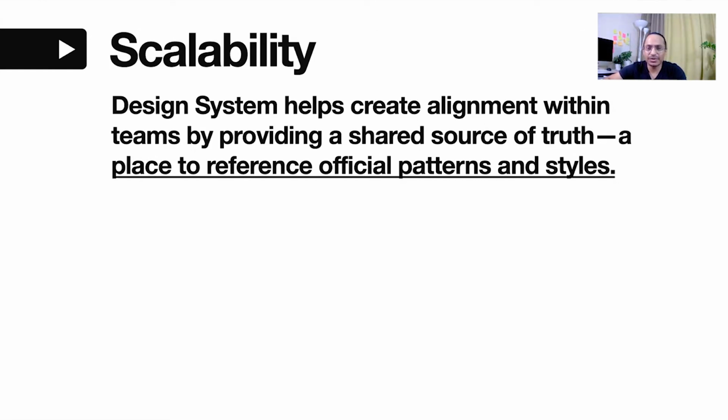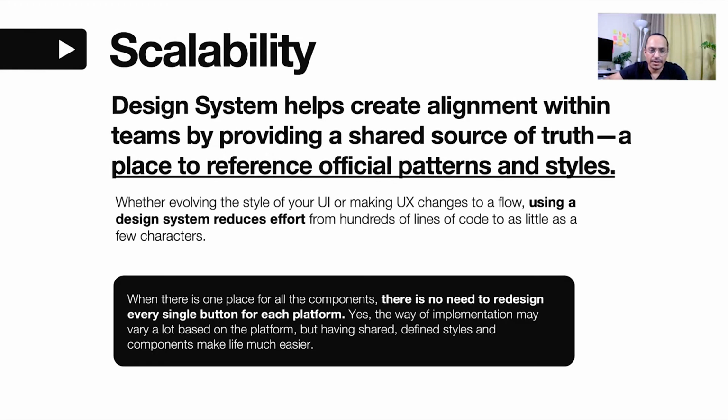Scalability, very easy to scale any design because the core components are already there in the system. So you can create n number of screens very quickly. So the design system helps create alignment within teams by providing a shared source of truth, a place to reference official patterns and styles. So any team can scale their designs because of the availability of all the basic components. So whether evolving the style of your UI or making UX changes to a flow, using a design system reduces effort from hundreds of lines of code to as little as a few characters.